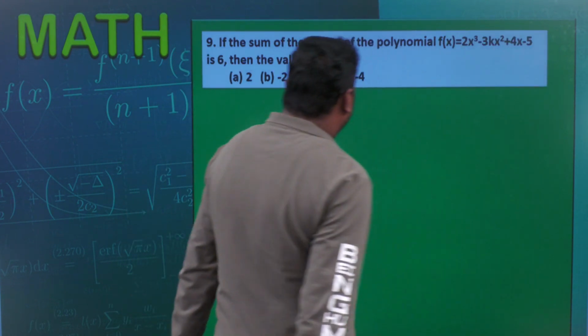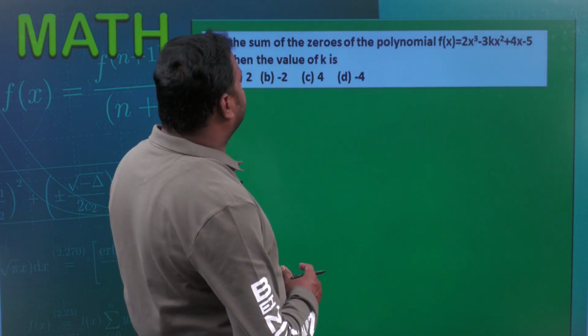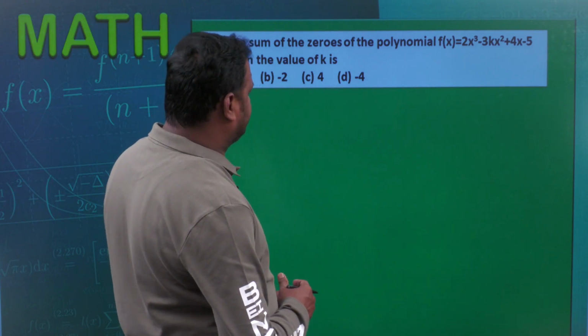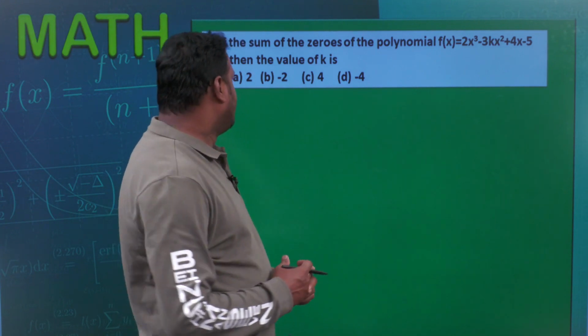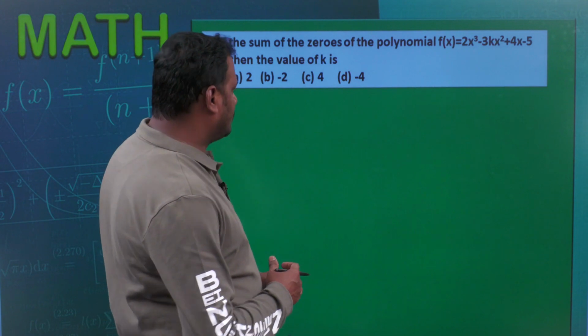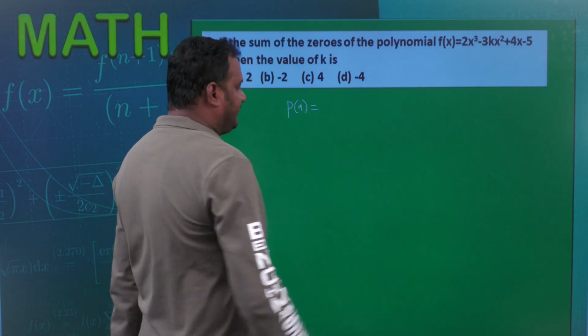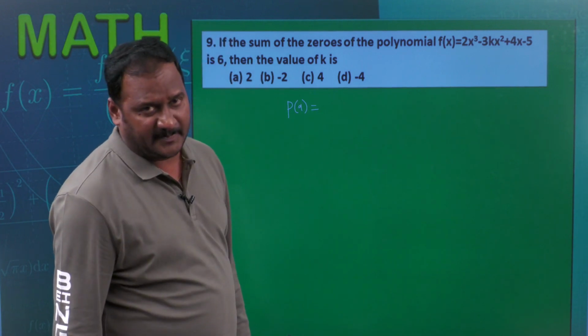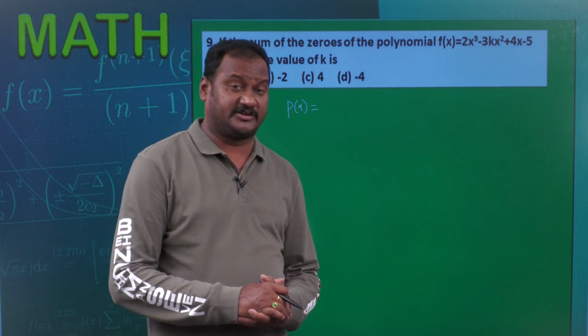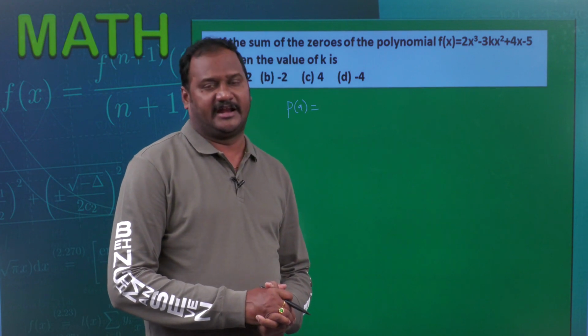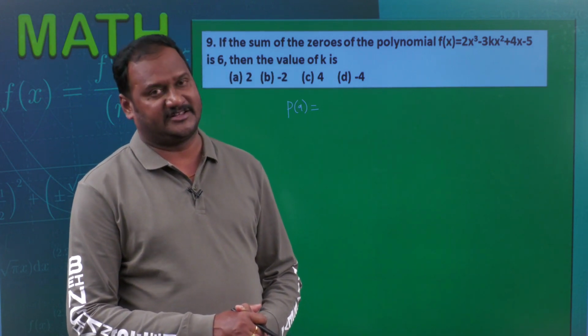Next, coming to the next problem: the sum of the zeros of the polynomial is 6. This is a third degree polynomial. Then the value of k is what? So again, if this is a third degree polynomial, then what is the formula for sum of zeros? And what is the formula for sum of product of zeros taken 2 at a time? And what is the formula for product of zeros?